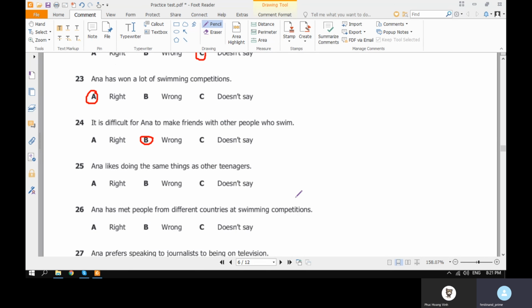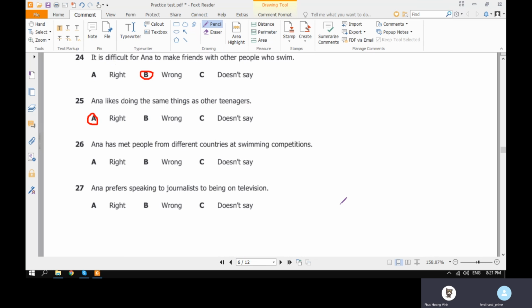Okay, and what about number 25? Anna likes doing the same things as other teenagers. Is it right, wrong, doesn't say? Right. Okay, and 26? Anna has met people from different countries at swimming competitions. Is it right, wrong, doesn't say? Right. Okay, and number 27? Anna prefers speaking to journalists to being on television. Right, wrong, doesn't say? Wrong.